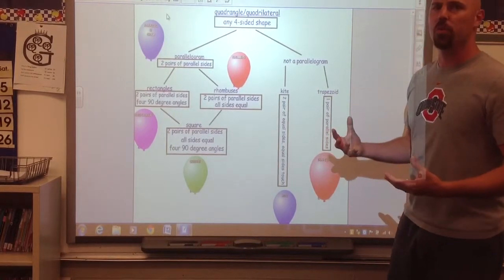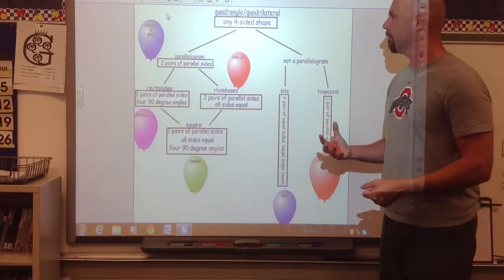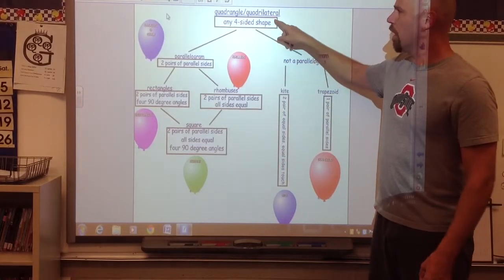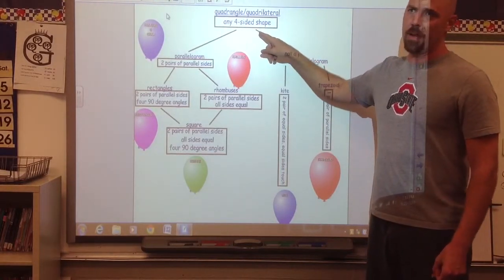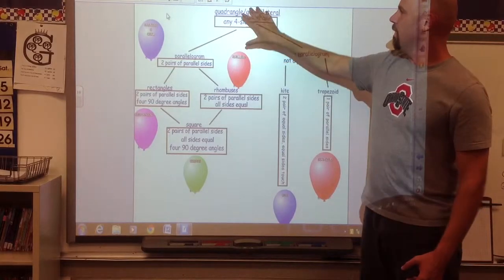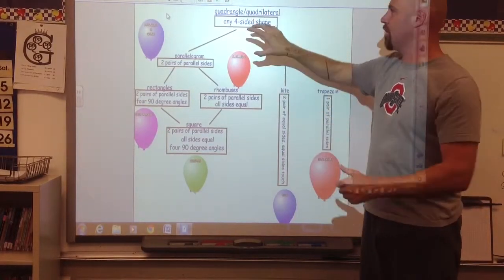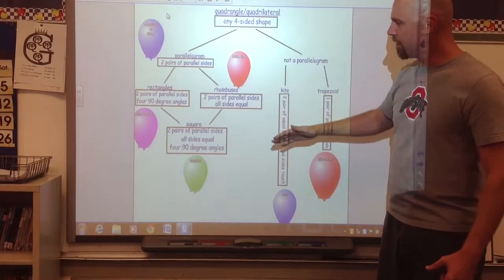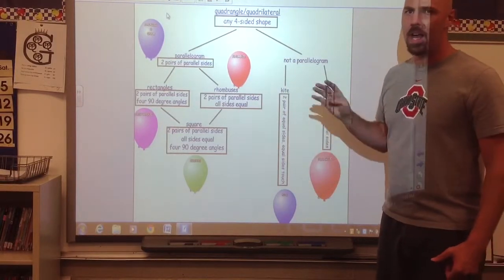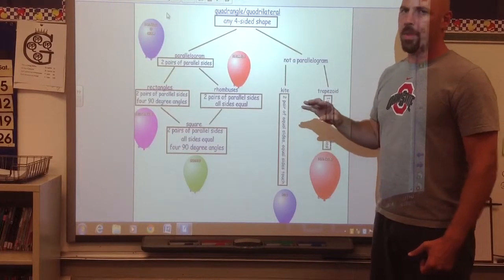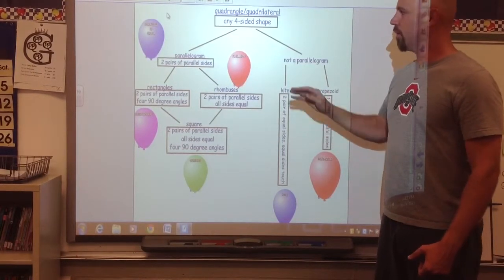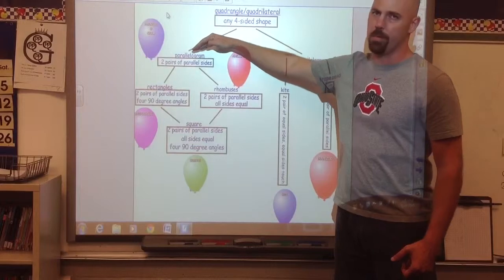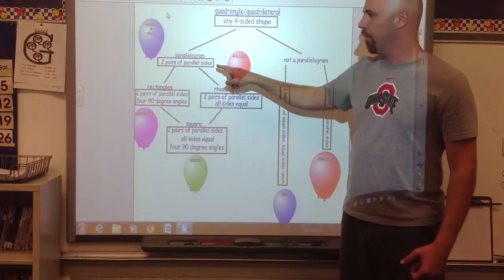Okay, so I built this little family tree to kind of show us where everything belongs and to see all the different rules for all of our quadrilaterals. So a quadrangle or a quadrilateral, any four-sided shape, okay? So everything, this is like the Zeus, this is the god of everything. That's the number one rule of everything below us, it's got to have four sides. So when I pop these balloons, every single thing below here has to have four sides. But then they fall into their own little categories. We're going to slide down this family tree branch first to the parallelogram family.